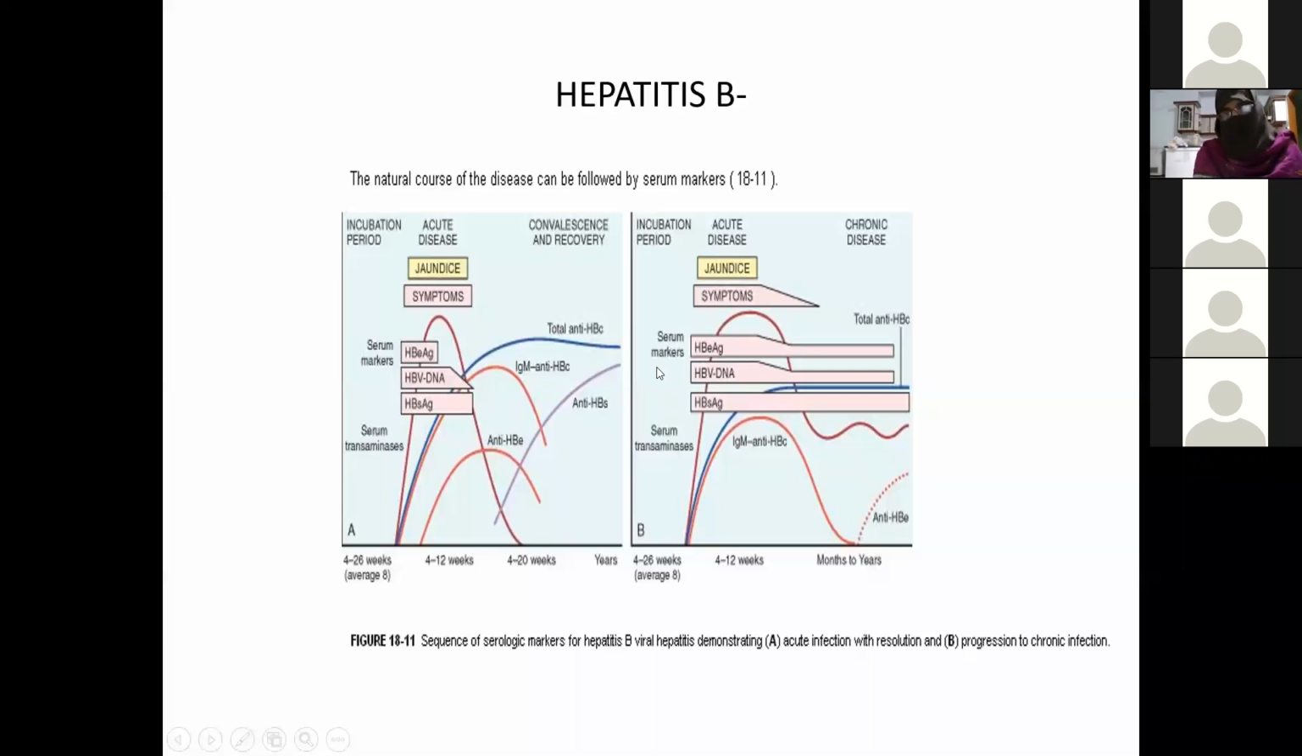Or what does this prolonged presence of hepatitis B antigen, DNA or hepatitis B surface antigen indicate? Like एक patient को अगर jaundice है 3-4 महीने से and there is rise in the level of hepatitis B surface antigen, hepatitis B virus DNA and hepatitis B antigen. What does this indicate? It indicates the patient is going to a chronic stage, because the markers of viral replication are still elevated.